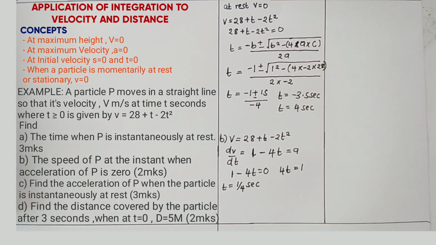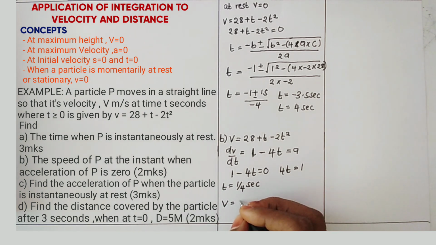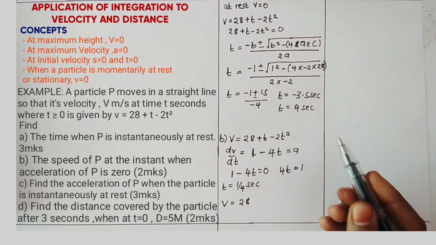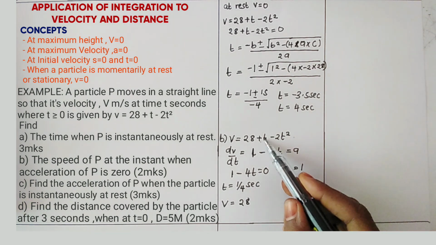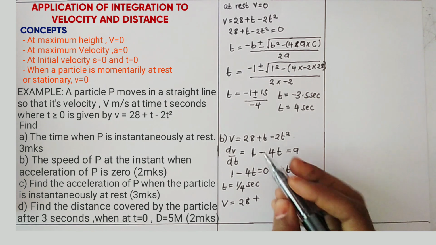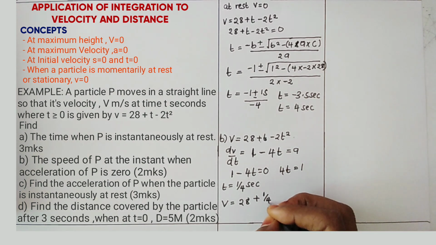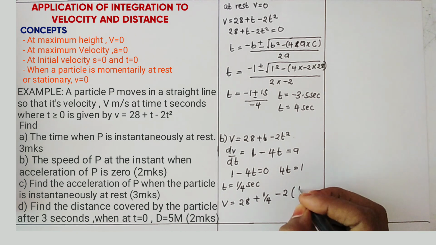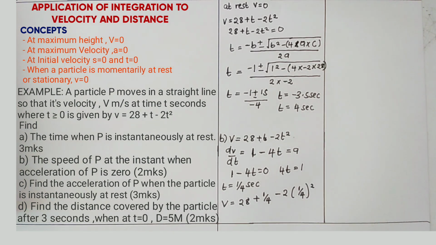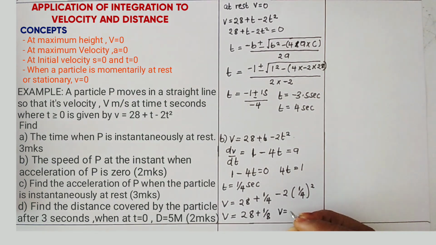But you have been told find the speed. So we know that velocity is equal to 28 plus t minus 2t squared. So what we do is substitute the value of t into the equation. We get 28 plus, this is t, right? A quarter seconds. You substitute a quarter seconds minus 2 into bracket a quarter squared. So what do we have here? We have a quarter squared is 1 over 16. So 1 over 16 times 2 is 1 over 8. 1 over 4 minus 1 over 8 is 1 over 8. So we have 28 plus 1 over 8.